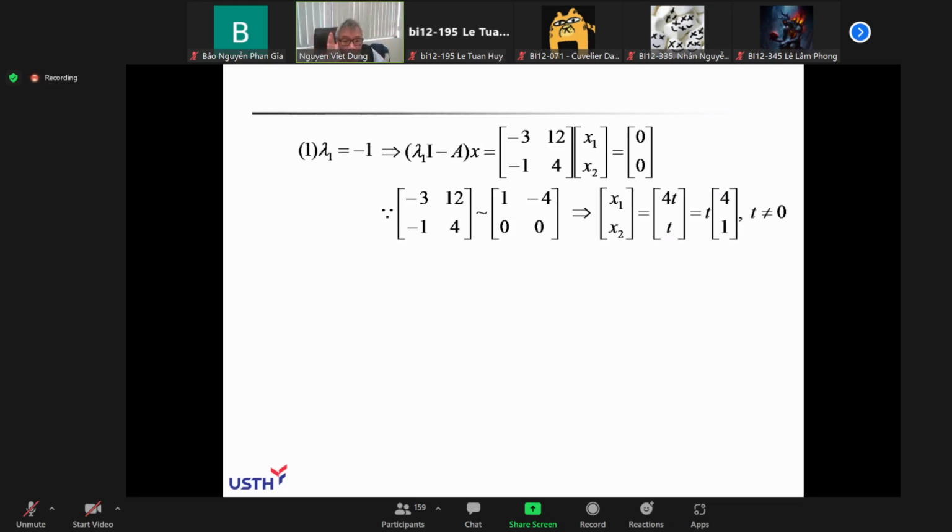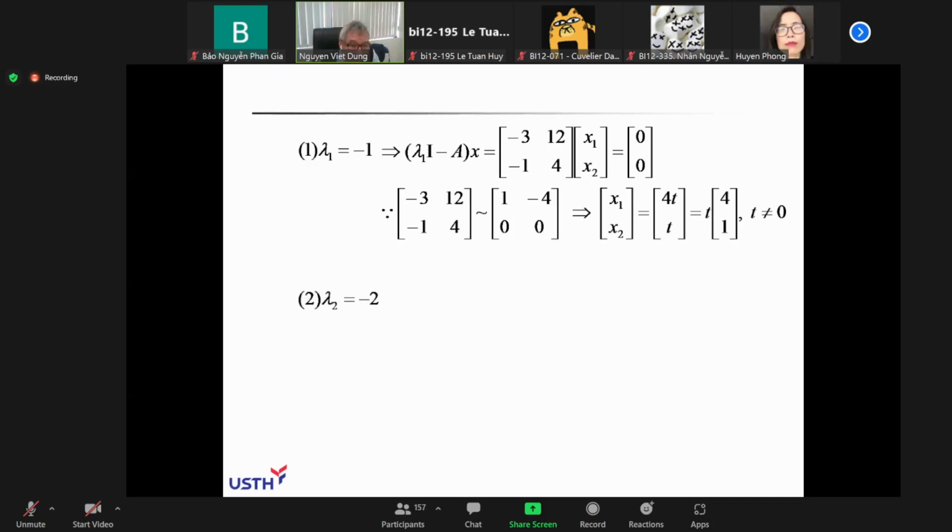We need to look at the column containing the leading one. Here we have only one leading one, so the second column corresponds to a free variable. It means that x2 can be given any value, and here I put it t. With that, you will find x1 must be 4t, so the solution is t multiplied by the vector (4, 1). Because the eigenvector must be non-zero, we require that t is non-zero.